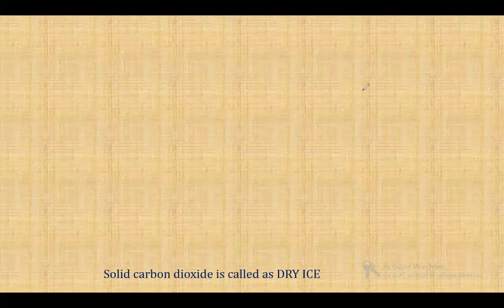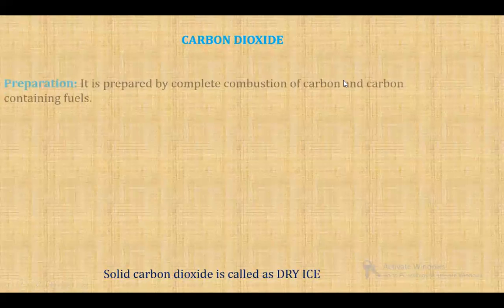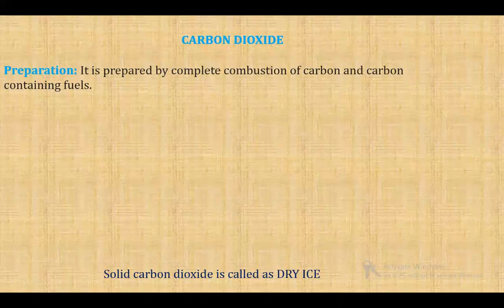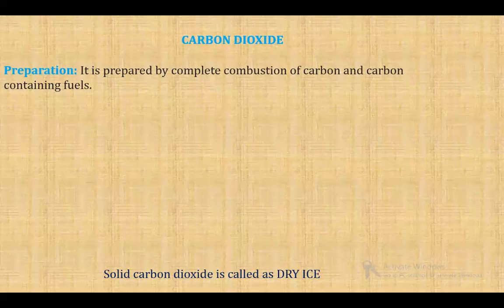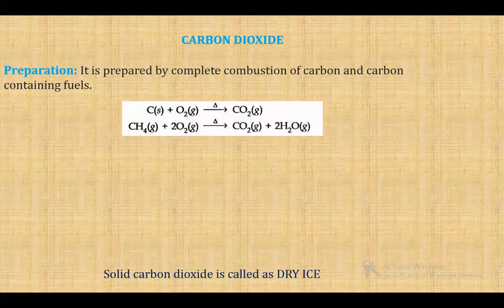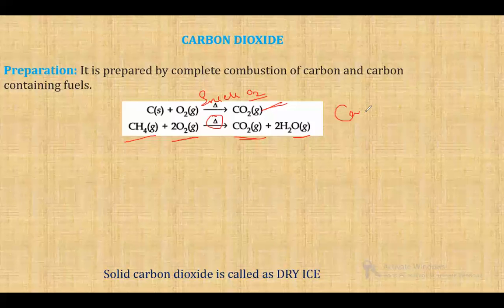So the next important compound is carbon dioxide, CO2. It is prepared by the complete combustion of carbon and carbon-containing fuel, not only carbon but any fuel like hydrocarbons. Methane on combustion gives carbon dioxide and water. Decomposition of calcium carbonate gives calcium oxide and carbon dioxide. So C plus O2, with excess air or oxygen at higher temperature, forms carbon dioxide. Similarly, oxidation of methane at high temperature gives carbon dioxide and water. These two are complete combustion.